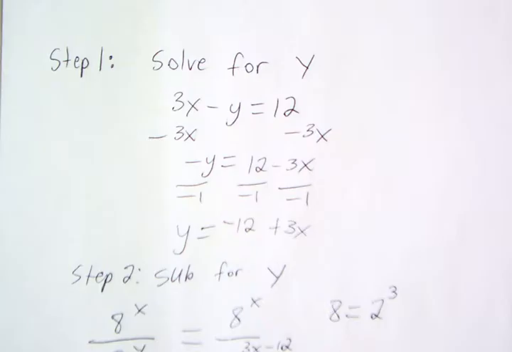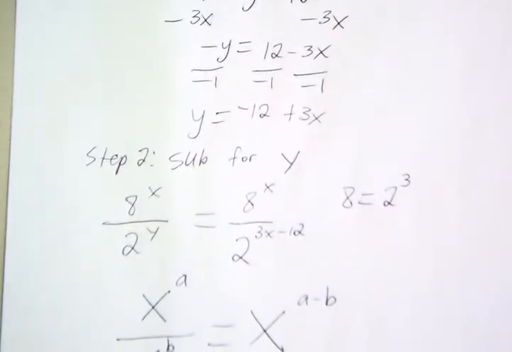The next thing we do is we substitute for y. It used to say 8 to the power of x divided by 2 to the power of y. And we're going to replace y with what it's equal to. Notice the only change I made is instead of writing it as negative 12 plus 3x, I wrote it as 3x minus 12. I just switched the order. It's still the same thing.